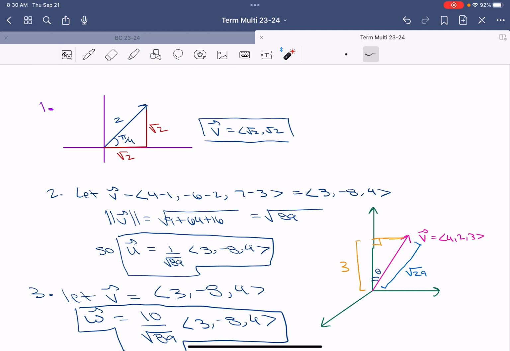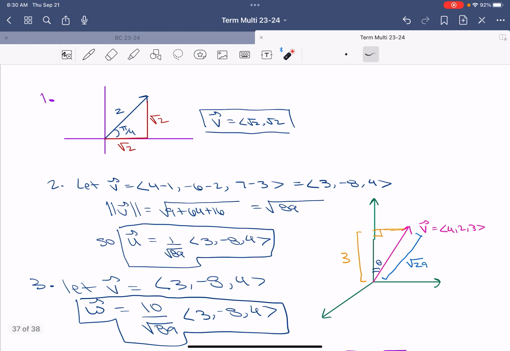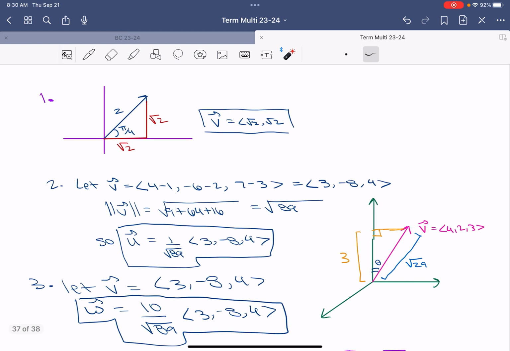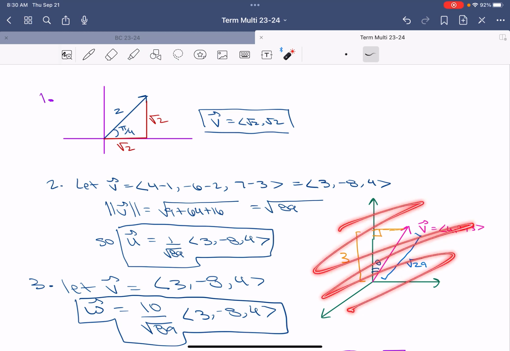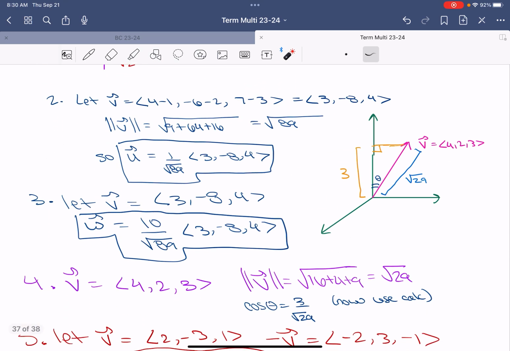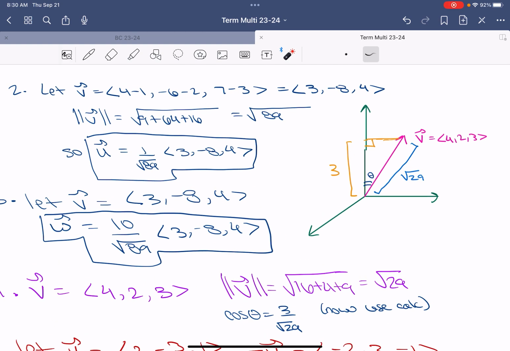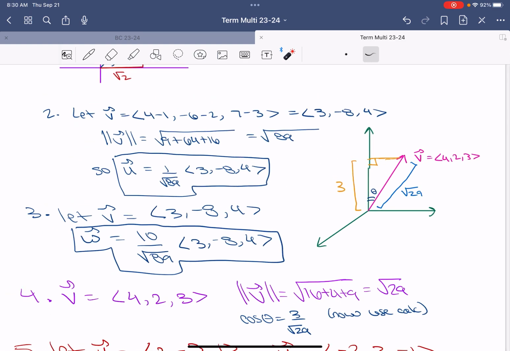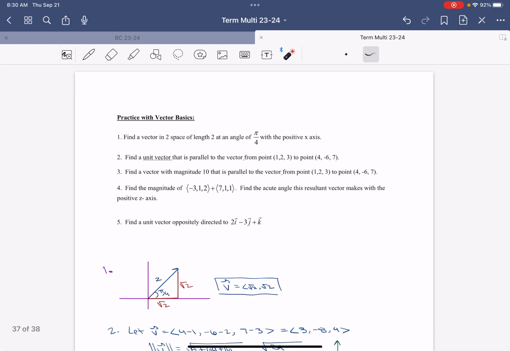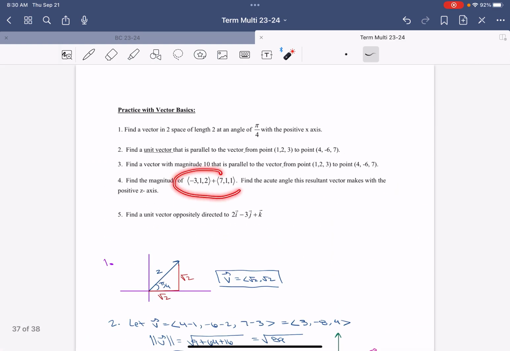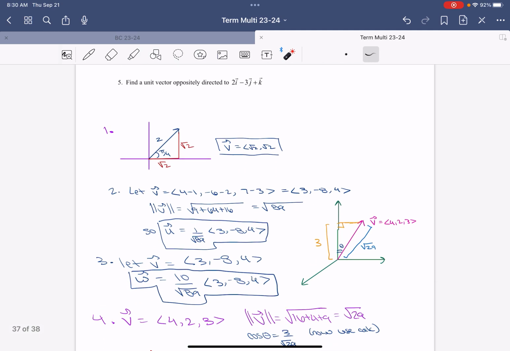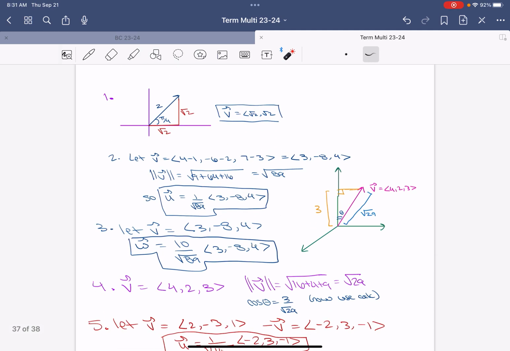So here are the answers. I don't think 1, 2, and 3 require much in the way of any kind of conversation. I'll go ahead and explain question number 4, which is really fun. You have the vector 4, 2, 3, which is the result of adding the two, and it's saying find the acute angle that vector makes with the positive z-axis.